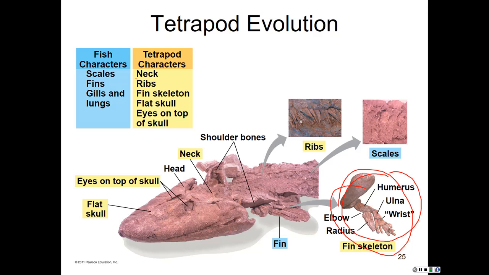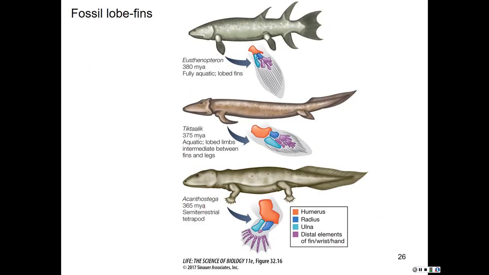It had a neck, right, which fish did not have. It did have neck bones, allowing it to move the head. It had ribs. It had a fin skeleton. It had a flat skull with eyes on top, which is much more of a tetrapod feature than a fish feature. So it was really like a half and half organism.